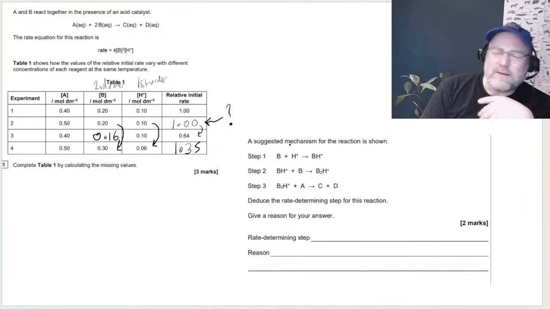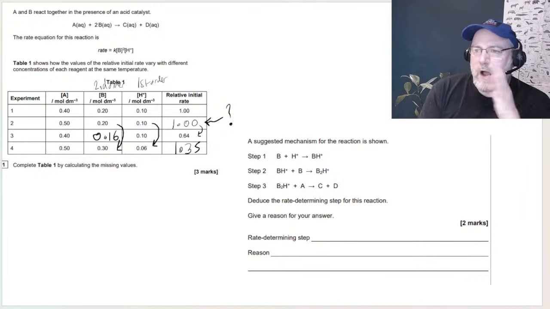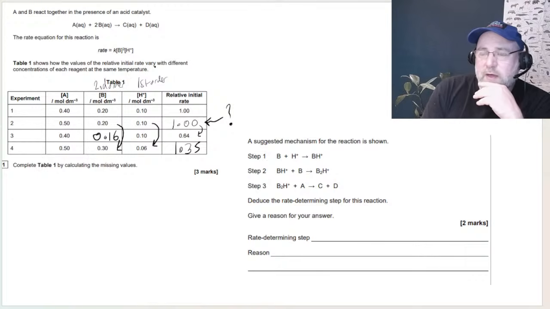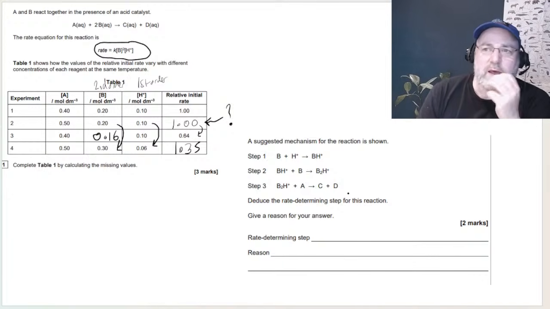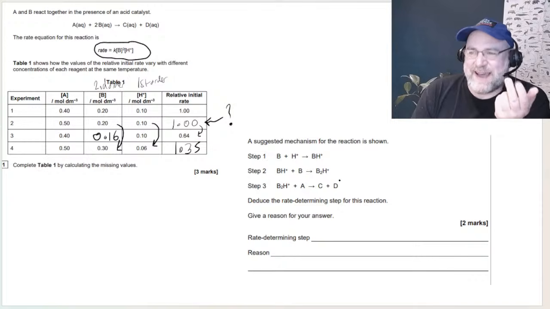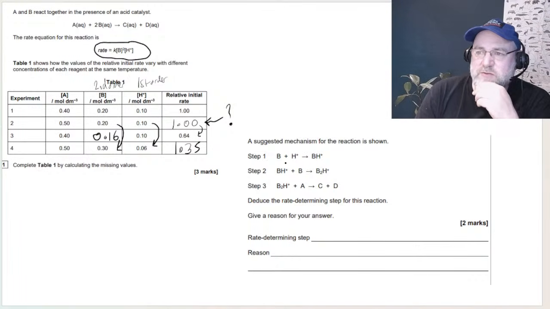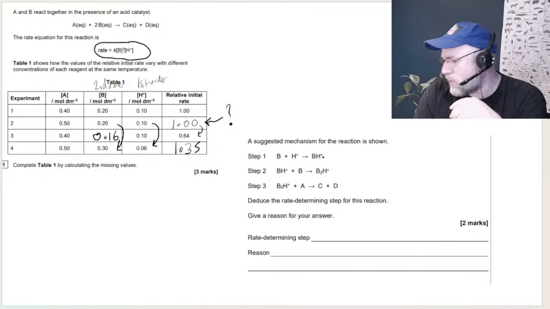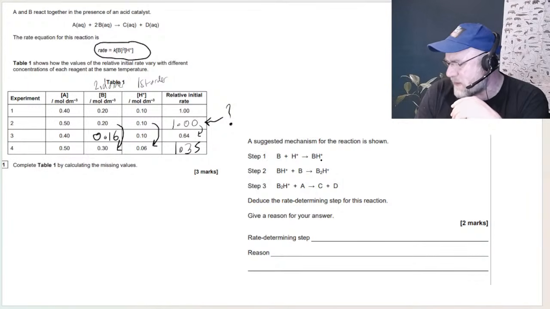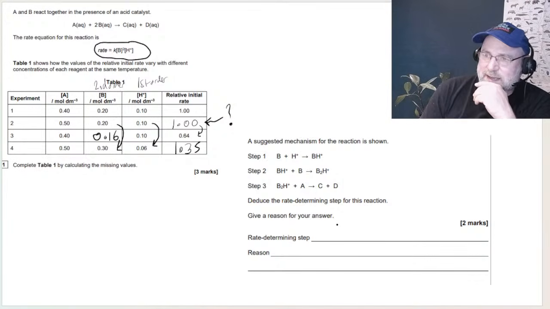I'm tired. Right. Hopefully you guys all know that the rate determining step must feature stuff that is in the rate equation. Both the things must feature in the rate determining step, in the amounts they appear in the rate equation. So we've got B here plus H plus goes to that, so that's not the rate determining step. Which step is the rate determining step? It's going to be step 2.